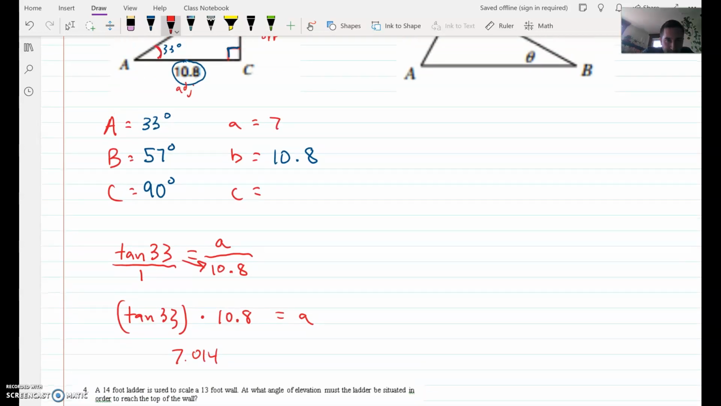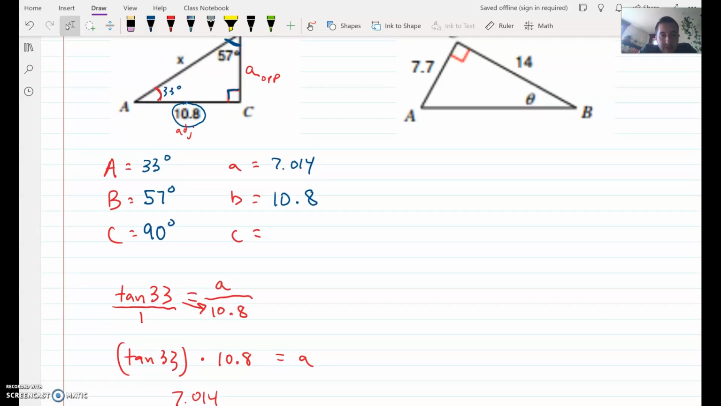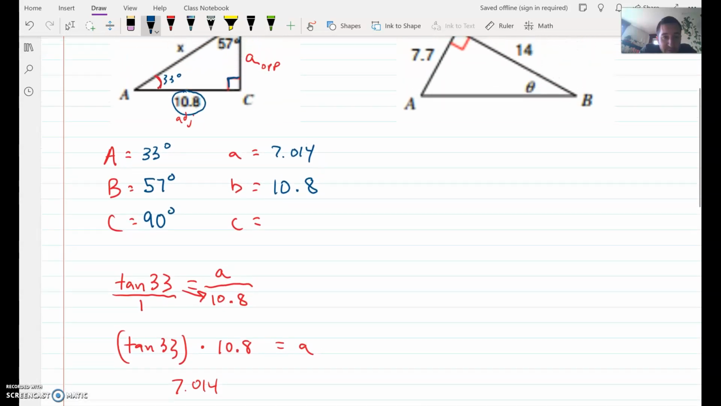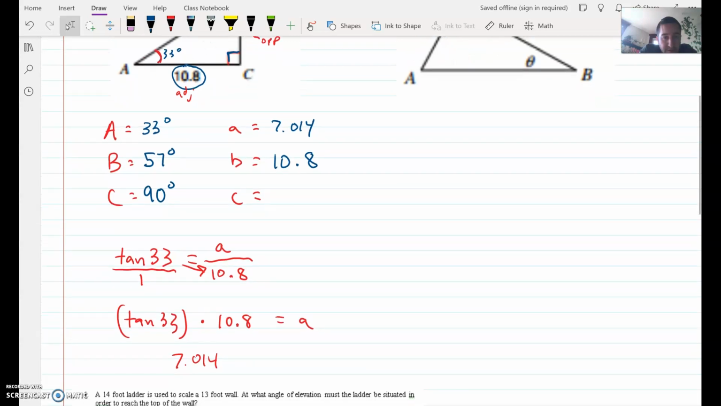That is little a, 7.014. And now that you have two sides, we could do a squared plus b squared equals c squared to find our hypotenuse, or we could set up another trig proportion. Since most of us know how to do the Pythagorean theorem, I'm just going to set up another proportion.